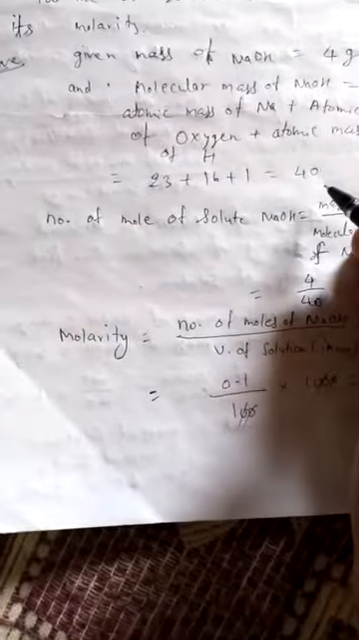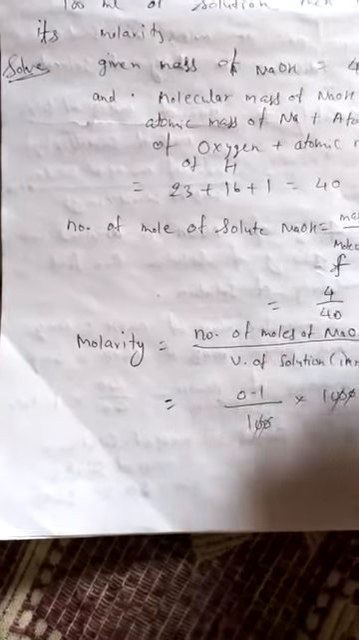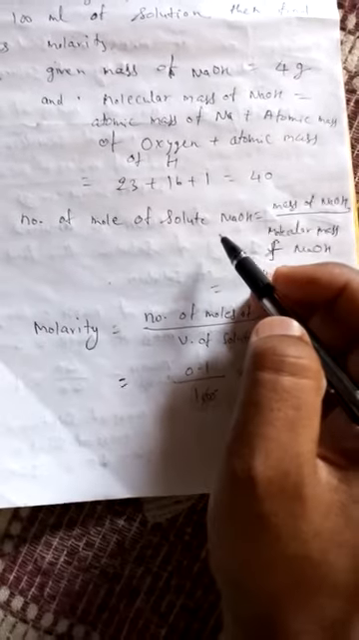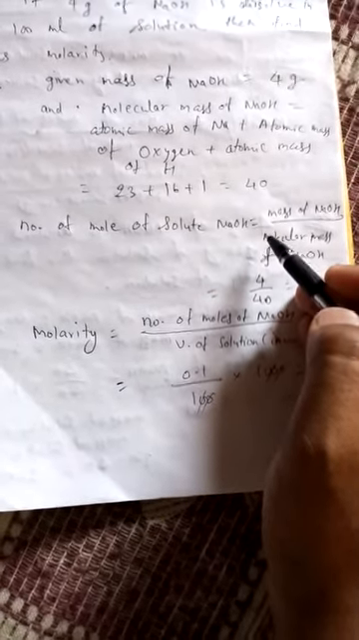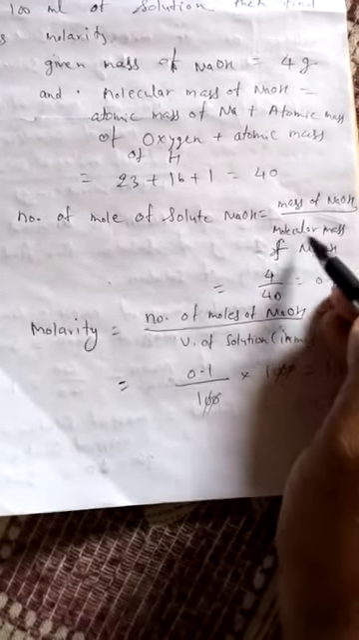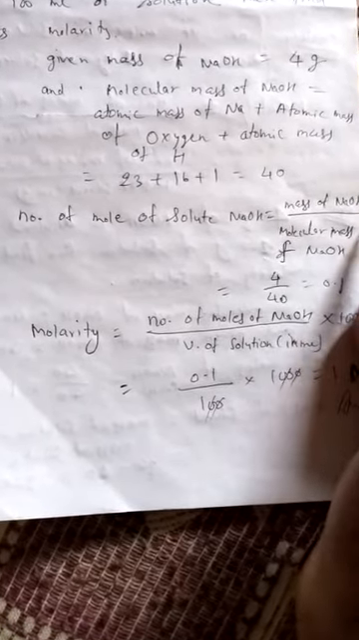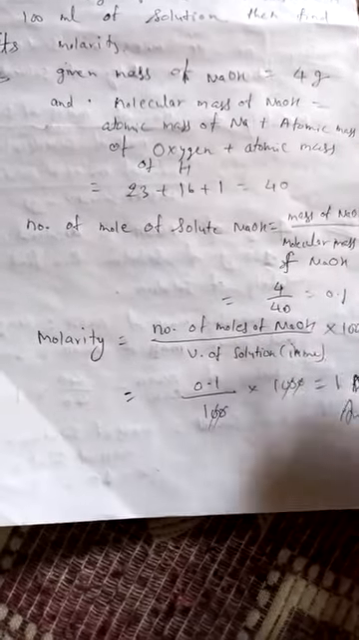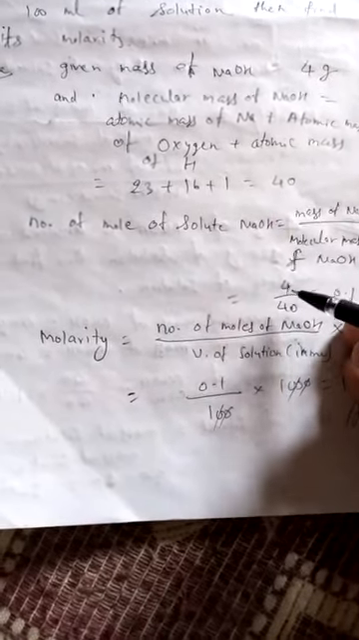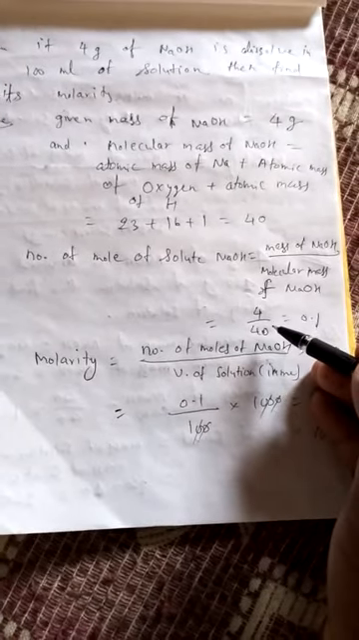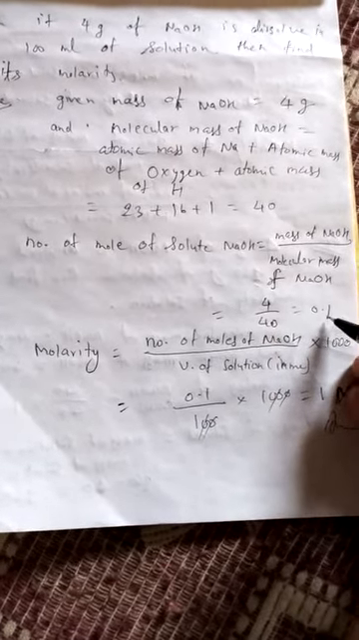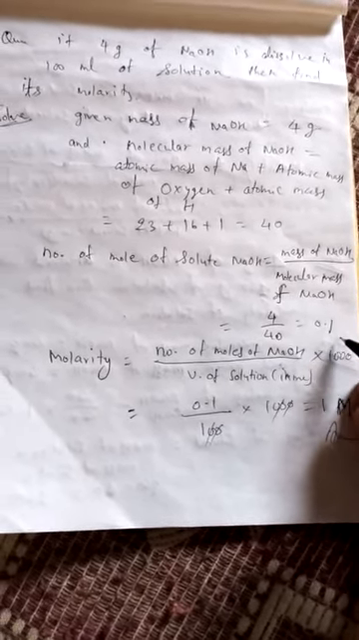We have learned this topic in previous year, class 11th. Number of moles of solute NaOH is equal to mass of NaOH upon molecular mass of NaOH, as I have told you in previous page. Since mass of NaOH is given 4 gram and molecular mass is 40, so number of moles of solute NaOH is equal to 4 by 40, that is 0.1. The number of moles of NaOH is 0.1.